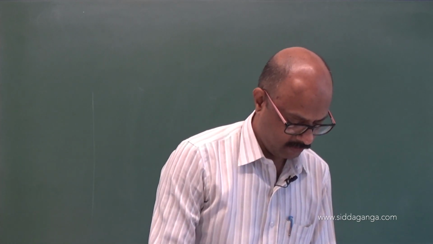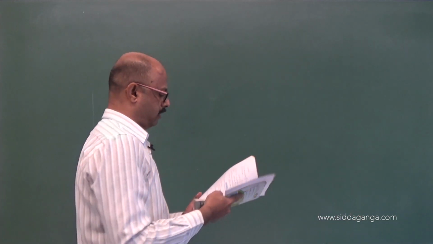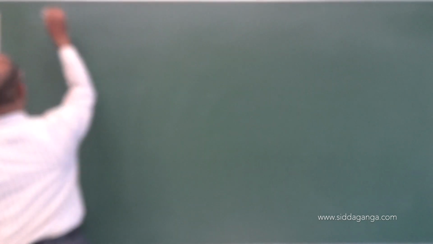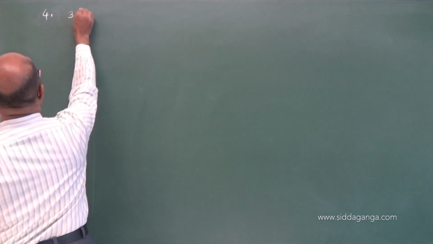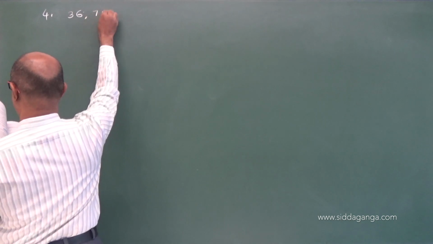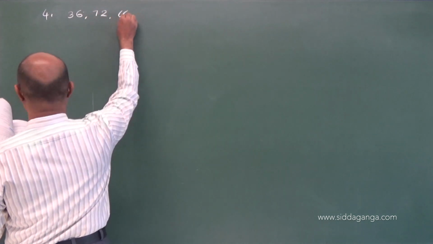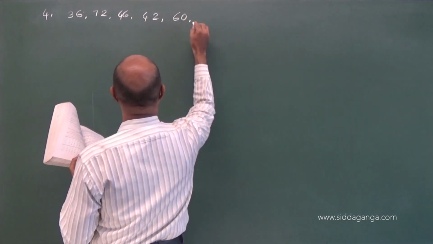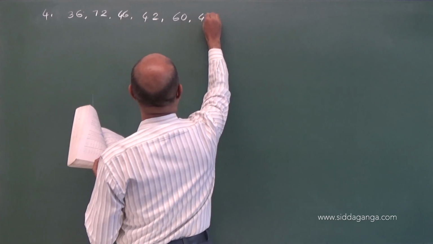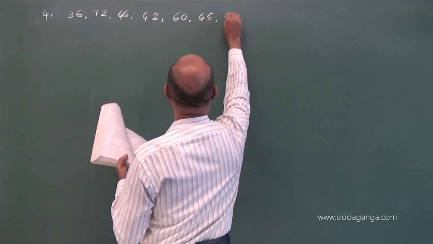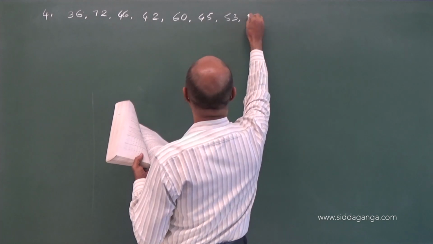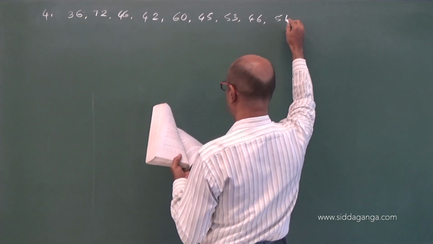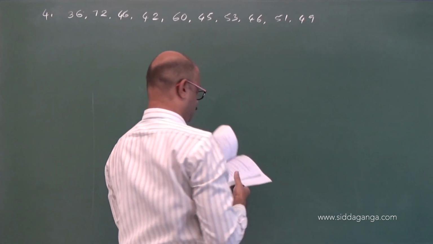Next, we'll go to the same type of problem, that is the fourth problem. The fourth problem is like this: find the mean deviation about median. The numbers are 36, 72, 46, 42, 60, 45, 53, 46, 51, 49.